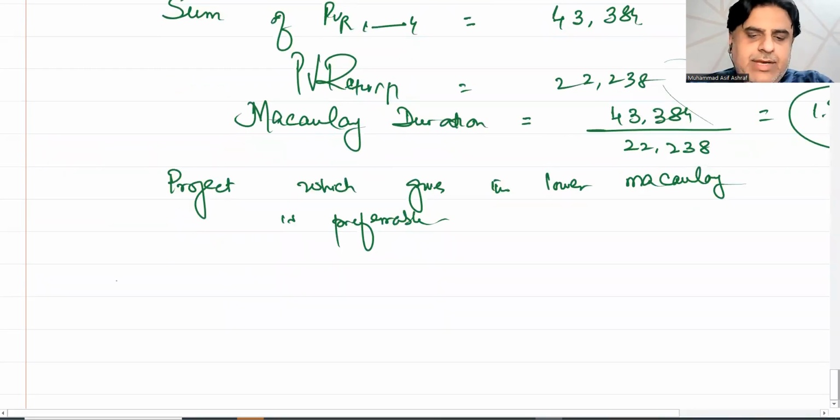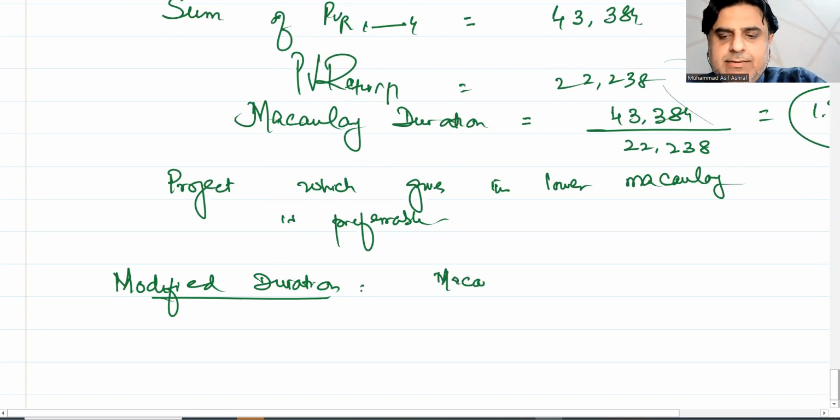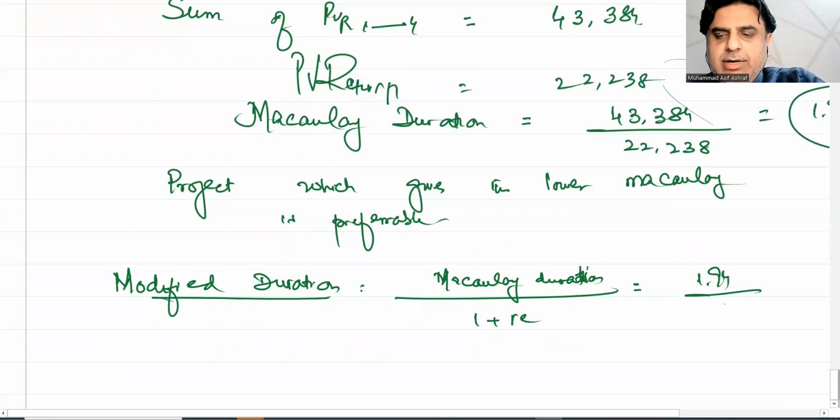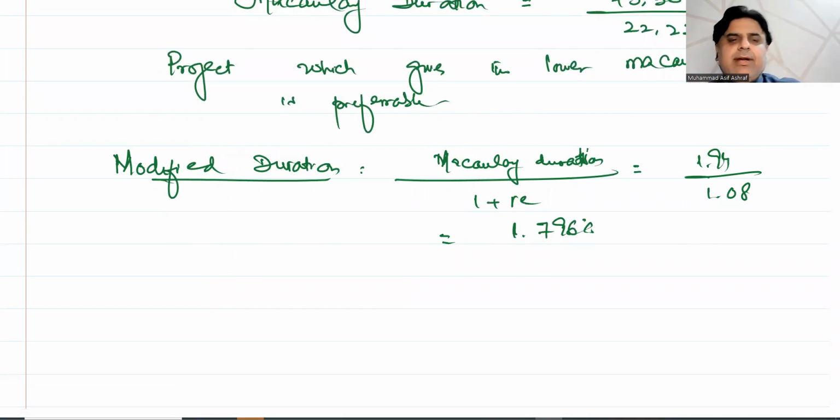From Macaulay duration, we can also find out modified duration. How can we find it? Just divide Macaulay duration by 1 plus the rate. Macaulay duration 1.94 divided by 1.08. So this is 1.796%. Always remember, the Macaulay duration answer will be in years, while the modified duration answer will be in percentage.